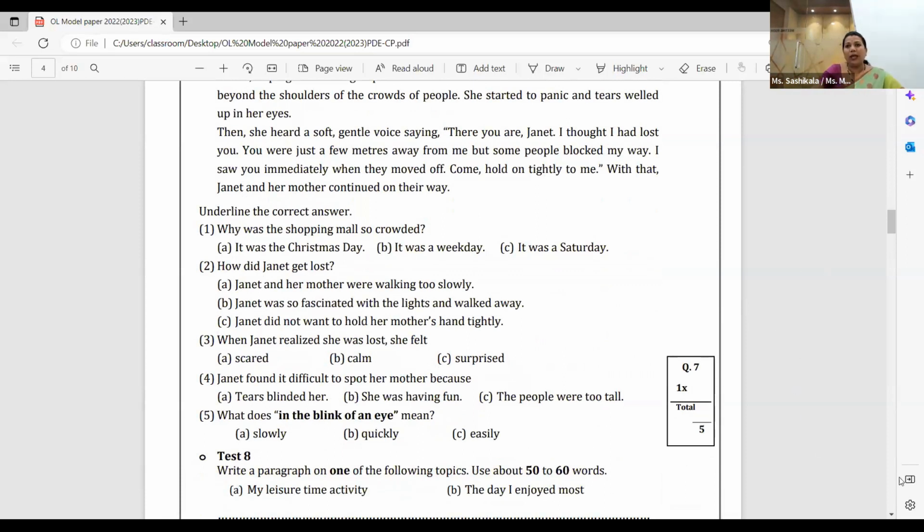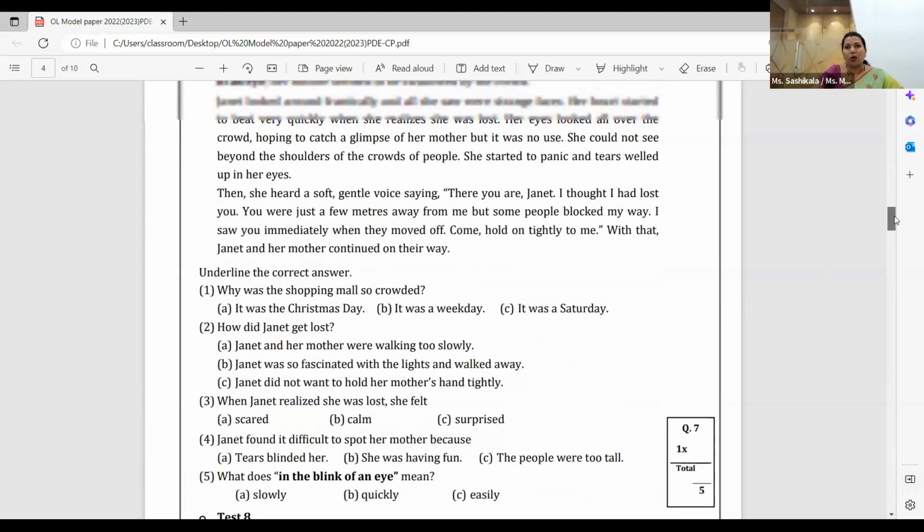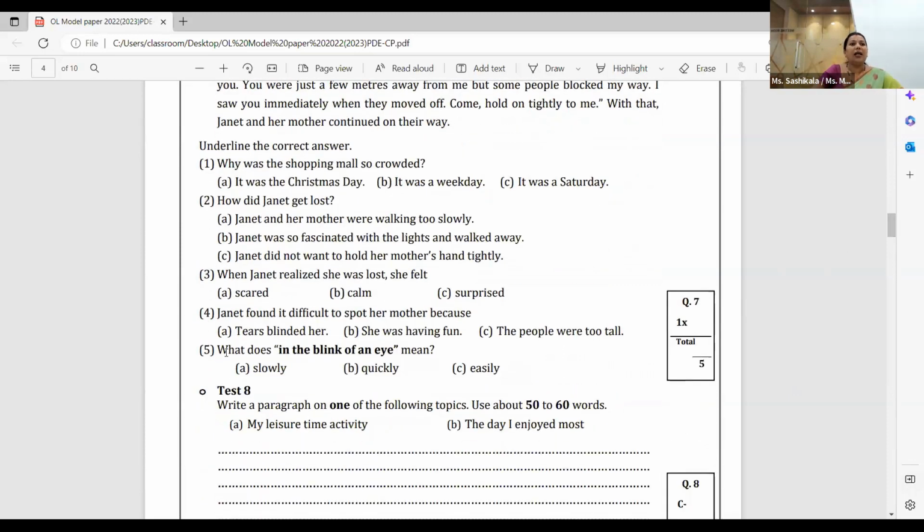Question number 4. Janet found it difficult to spot her mother because... difficult to spot her mother. The answers are given here. Tears blinded her eyes. The tears came and covered her eyes. One. Then the second one is she was having fun. Was she having fun? She was trembling. She was scared. Her eyes were full of tears. So that answer cannot be taken. Third one, the people were too tall, right?